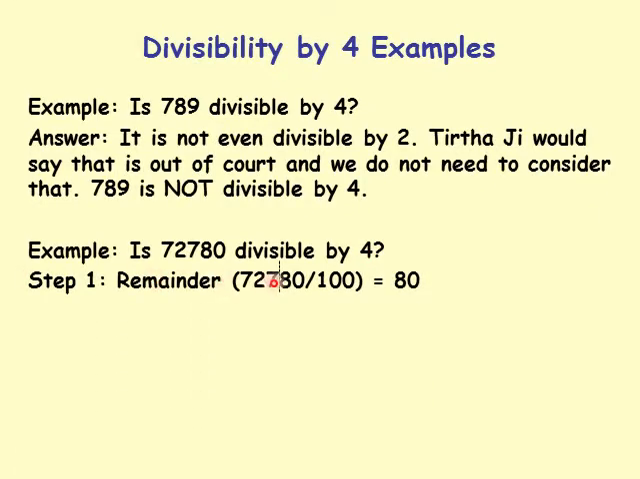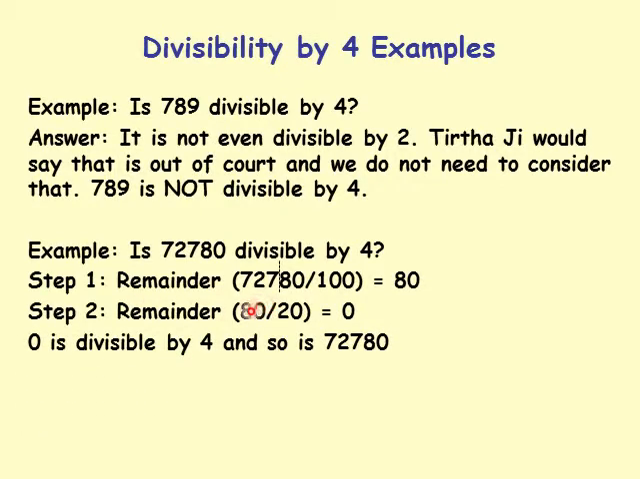Step 1. The remainder of 72780 is 80. I drew this line here to separate out the last 2 digits, and that's the remainder. This is how we divide by 100. 727 is the quotient and 80 is the remainder. Let's continue. The remainder of 80 divided by 20 is 0. If you divide 80 by 20, the remainder is 0, and 0 is divisible by any number. 0 is divisible by 4, and so is 72780. So 72780 is divisible by 4 because 0 is divisible by 4.